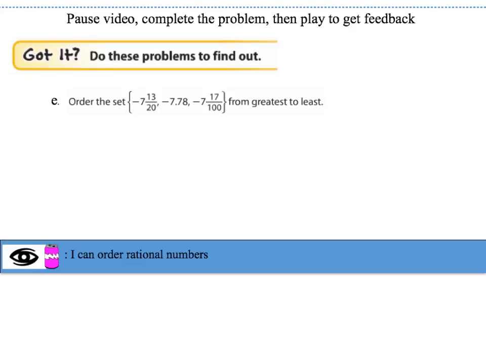So now that you had some time to work on this problem, let's take a look at the correct answer. Here's the correct order of these rational numbers from greatest to least.